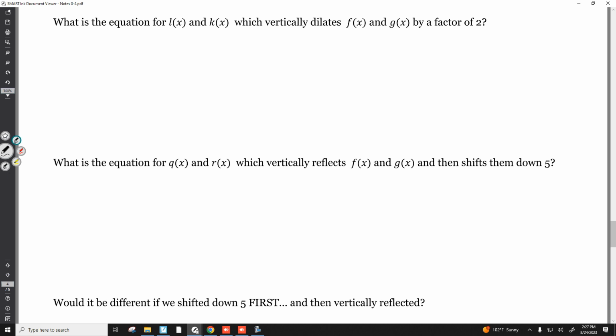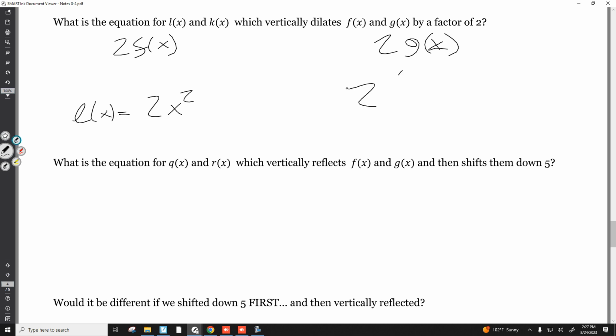If you want to vertically dilate, you're just multiplying your y value. Okay? So I'm multiplying my y value by 2. So here, I'm multiplying my y values by 2. That's the f multiplied by 2. If I want to vertically stretch my y values by a factor of 2, I need to multiply my function values by 2. 2x squared plus 4x plus 6.